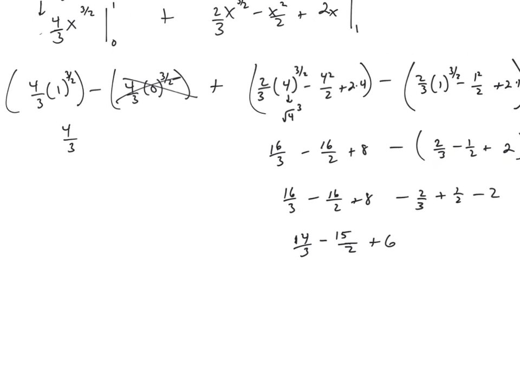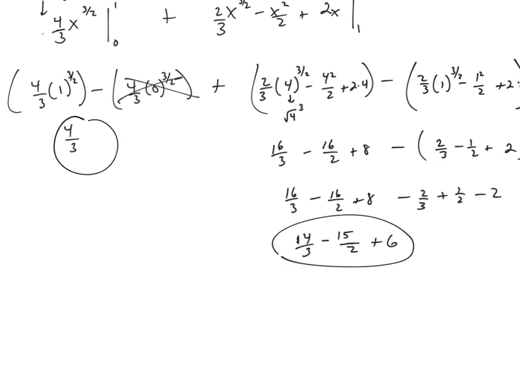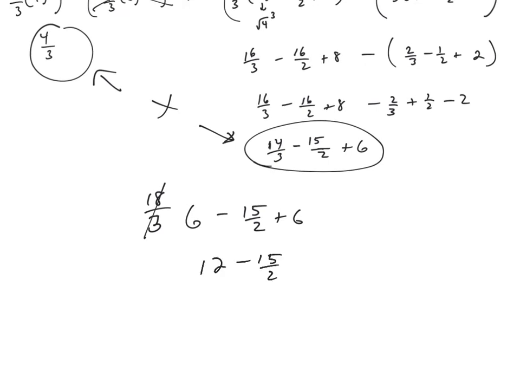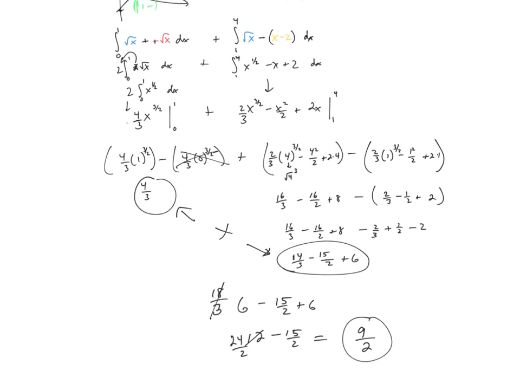And I'm going to remind myself that this was my first part and this is my second part, and I'm adding the two of those together. So combining those, 14 thirds plus 4 thirds is 18 thirds. So altogether, 18 thirds, also known as 6, minus 15 halves plus another 6, ending up with 12 minus 15 halves. And to get one answer, let's change this to 24 halves minus 15 halves, giving me 9 halves. Whoa, that was a lot of math.